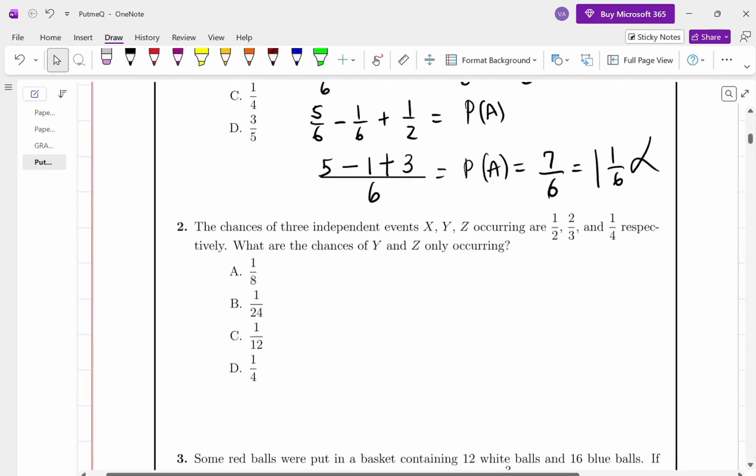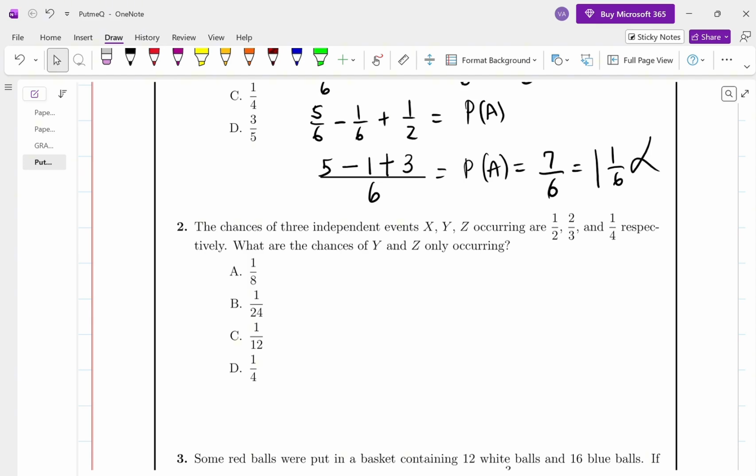The chances of three independent events, X, Y, and Z, occurring are 1/2, 2/3, and 1/4, respectively. What are the chances of Y and Z only occurring? So this time around, we only need Y and Z to occur.